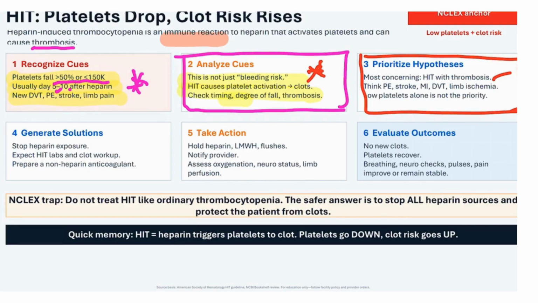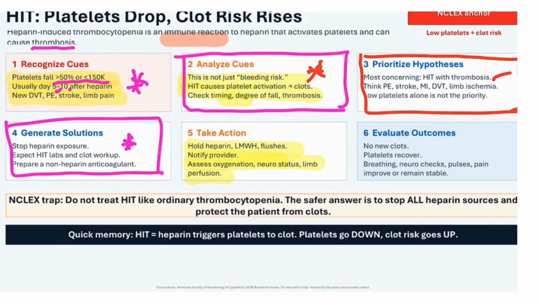Now, let's go to generating solutions. The patient needs the heparin stopped, and an alternative non-heparin anticoagulant would be considered. You also need to assess for existing thrombosis and continue monitoring the platelet count. What do we do next?